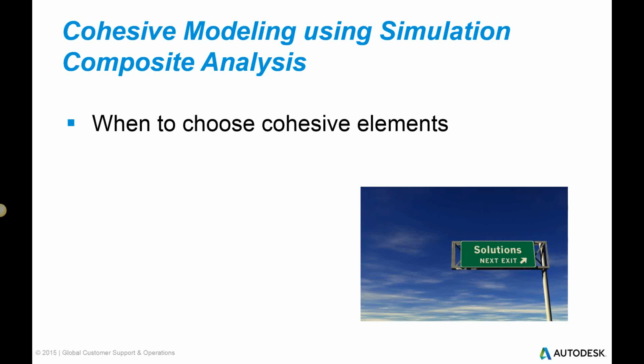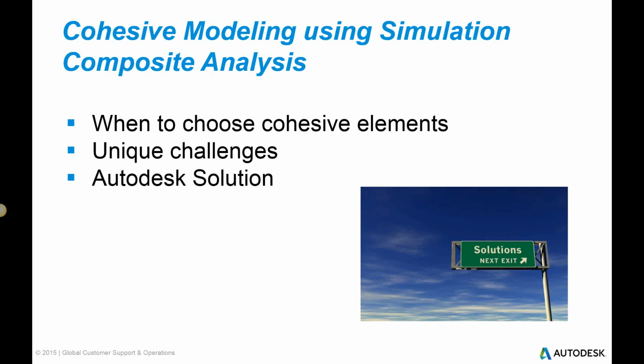The first thing we're going to cover in today's presentation is when to choose cohesive elements: when do we want to incorporate cohesive elements into our finite element model, and what kind of responses are we looking to capture when we do this. We'll cover some of the unique challenges associated with the prediction of progressive failure and this non-smooth softening response, as well as the Autodesk tools provided to answer some of these challenges. Then we'll wrap things up with an example problem demonstrating the setup and execution of this type of analysis.